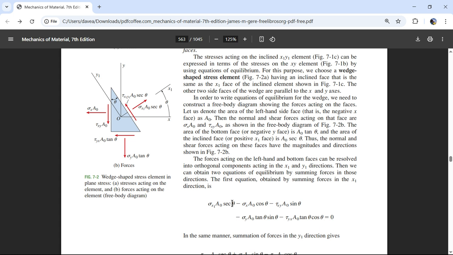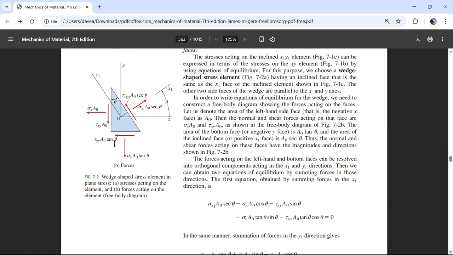But if I see this secant, I mentally want to turn it into a divided by cosine. It just helps me mentally. And I can easily see that this area divided by cosine is going to be a bigger number than that initial area.